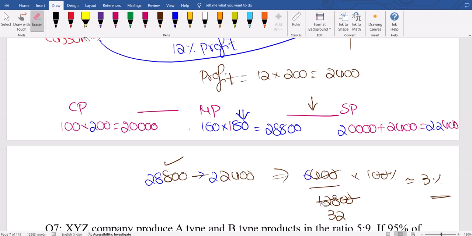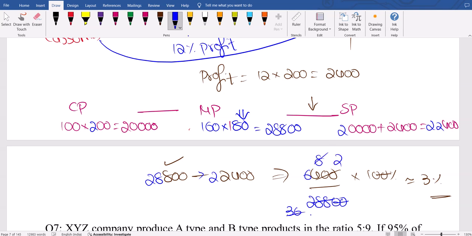6,400 divided by 28,800. We can divide by 8. The two zeros anyhow cancel. Then we can divide by 8 again, and the denominator becomes 36. Then for 2 times, for 9 times. We got 200 divided by 9.